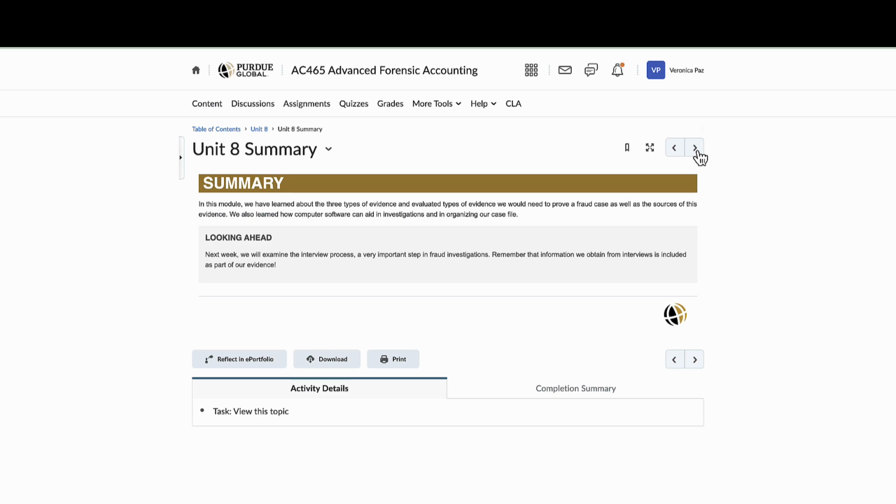So then we look ahead to Unit 9, where we're going to look at the interview process, a very important step in fraud investigations. And we're going to look at how we obtain interviews and how we use those interviews as part of our evidence. And that is Unit 8.